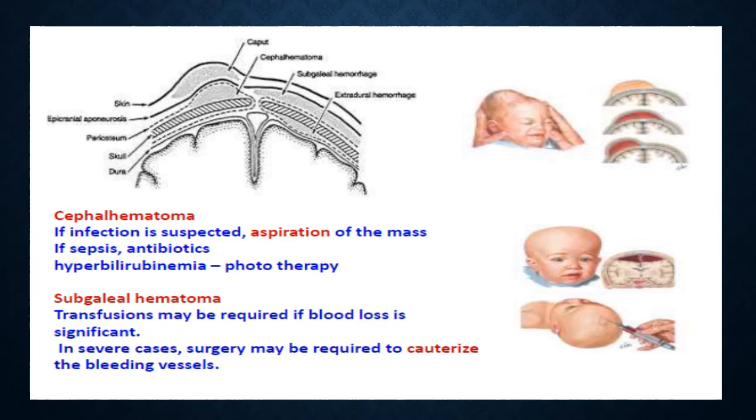So if you can see the raccoon eyes, this means it's, in most cases, a subgaleal collection. And that's the difference between the cephalhematoma and the subgaleal hematoma.